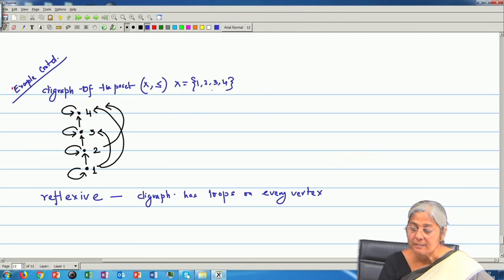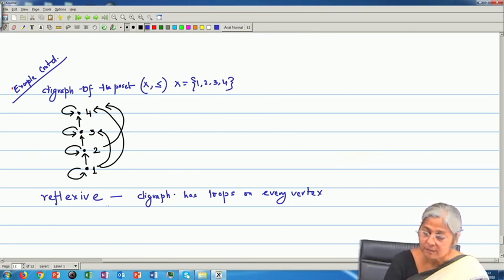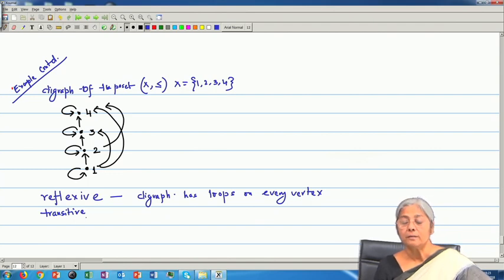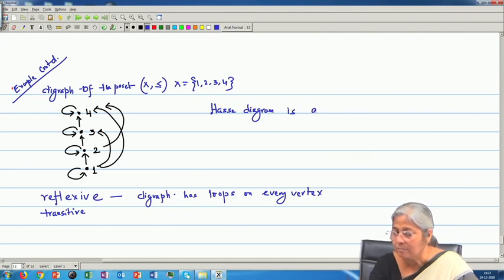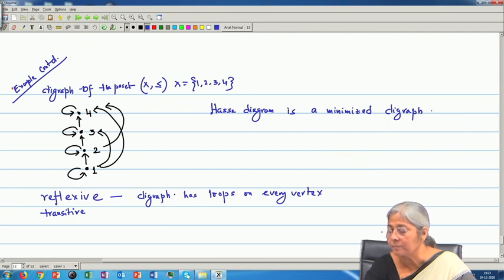Now, since it is a poset, it is always reflexive and always transitive. So now we can minimize. The Hasse diagram is a minimized digraph. So, simply I can say that a Hasse diagram is a minimized digraph representation. How can we minimize?